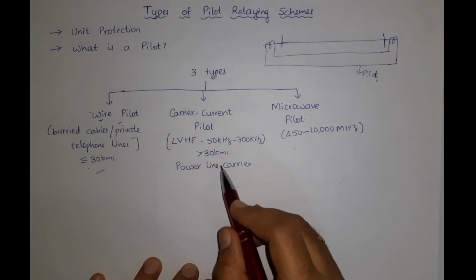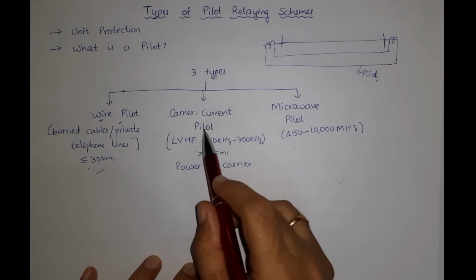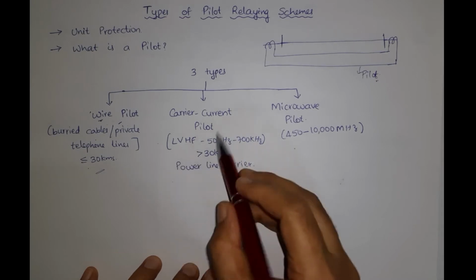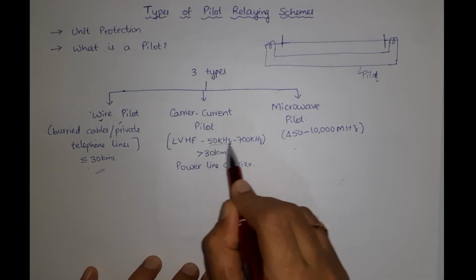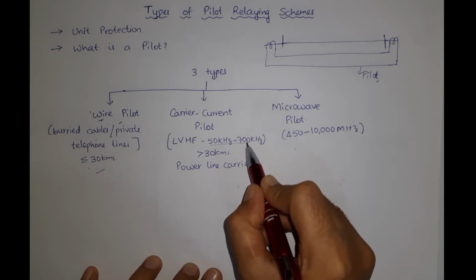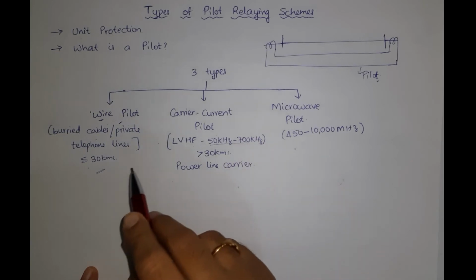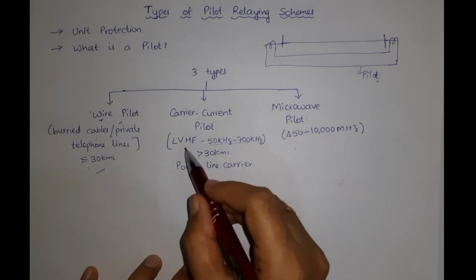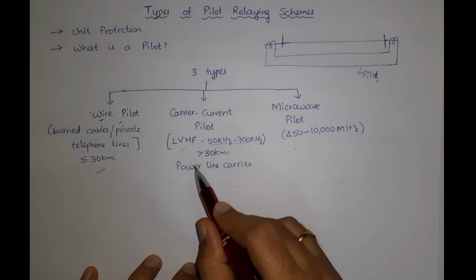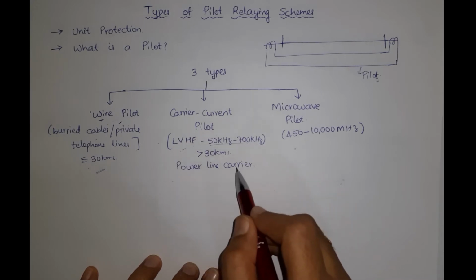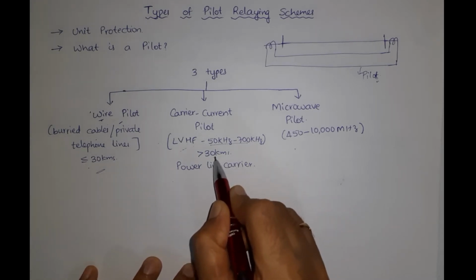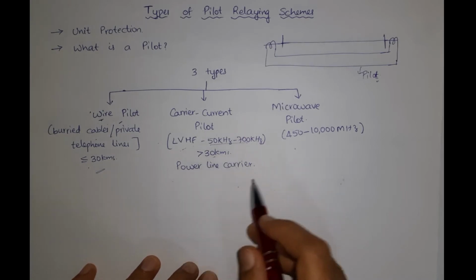Coming to the carrier current pilot protection scheme, this is a low voltage, high frequency scheme. It has a frequency of 50 kilohertz to 700 kilohertz, right? It is used to transmit information from one end to the other end with a low voltage and high frequency signal. This is also called power line carrier. It is applicable for transmission lines greater than 30 kilometers in length, and it will be economical.